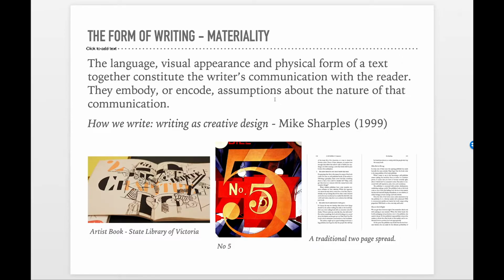All of this is focusing on the idea of writing having materiality. Mike Sharples, in his book How We Write: Writing as Creative Design, says that the language, visual appearance and physical form of a text together constitute the writer's communication with the reader. They embody or encode assumptions about the nature of that communication. So, for example, if we look at the traditional 2-page spread, the assumptions are that everyone wants to read in a linear fashion and wants complete sentences. If we look at the artist's book on the left, the assumption is that communication is a really complex process, and that meaning can be made through complex combinations of image, line and white space on a page.